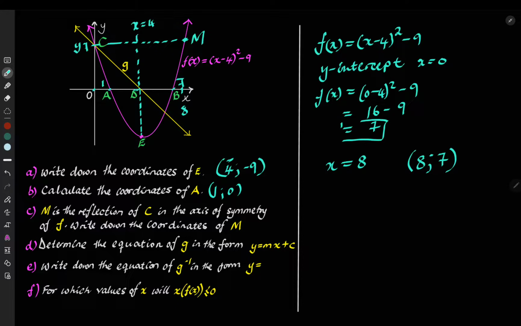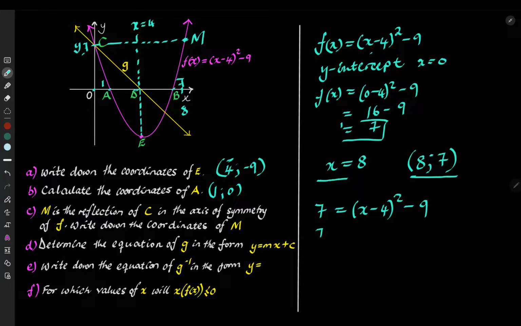Okay, so some may prefer to use another method whereby you can take the 7 that you've gotten here. So the 7 for the y coordinate, then you put it back into the equation to get x. So then you can now say 7 is equal to, in a bracket, x minus 4 bracket squared minus 9.